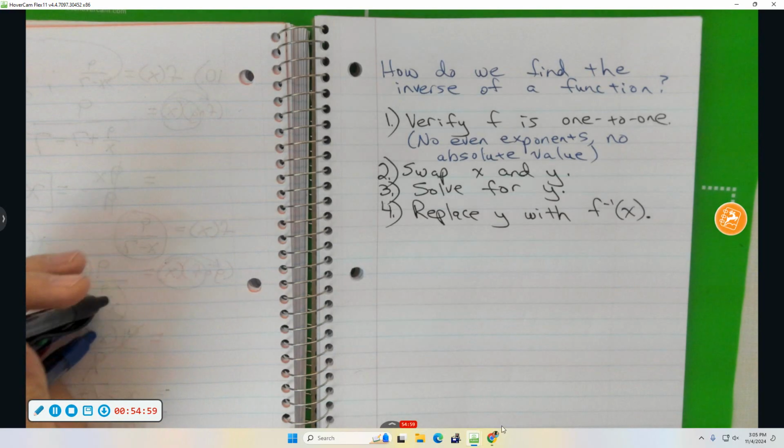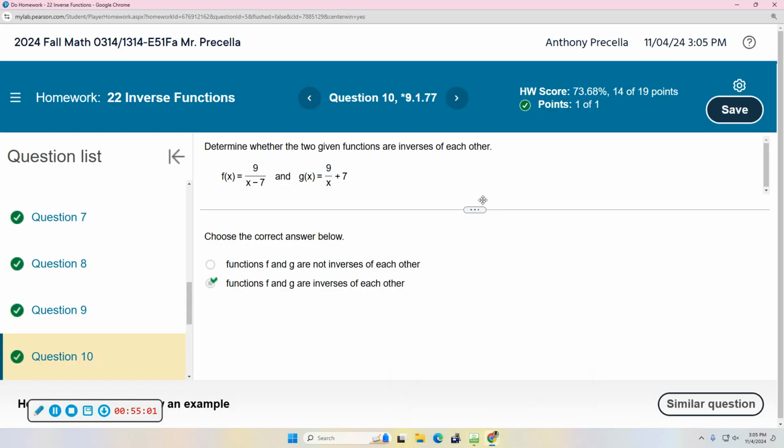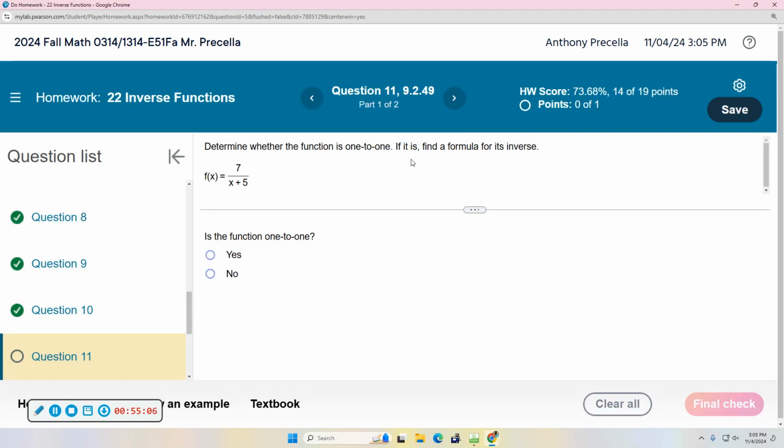Number 11. Whole point of everything we've been doing. How do you find the inverse when you're given a one-to-one function? Determine whether the function is one-to-one. If it is, find a formula for its inverse. Now, if it's not one-to-one, all we have to do is click not one-to-one and we're through with the problem. So let me write this down.